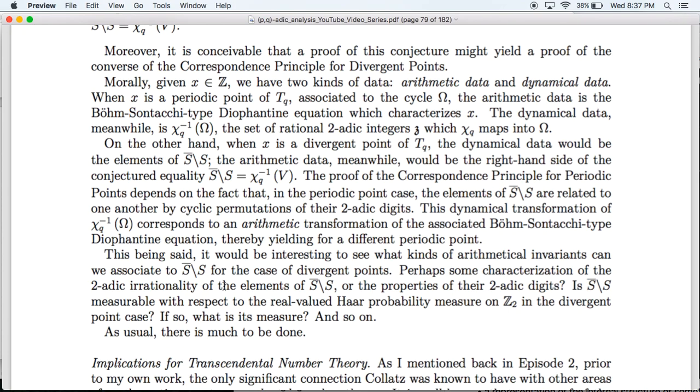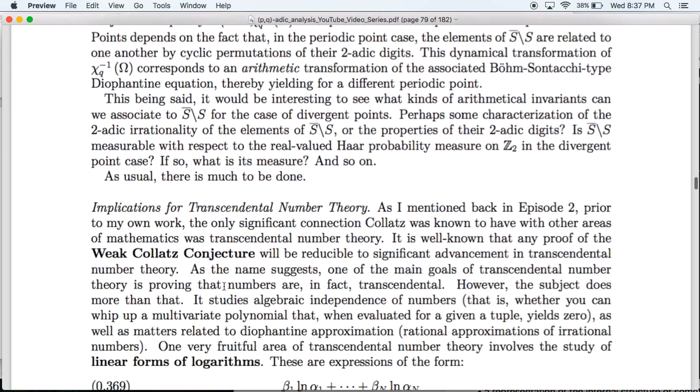That being said, it would be interesting to see what kinds of arithmetical invariants we can associate to s bar take away s in the divergent point case. Maybe some kind of two-adic irrationality measure of the elements, or something having to do with their digits. Is s bar take away s measurable with respect to the real-valued Haar probability measure on Z2 in the divergent point case? If so, what is its measure? And so on. As usual, there is a heck of a lot to be done.